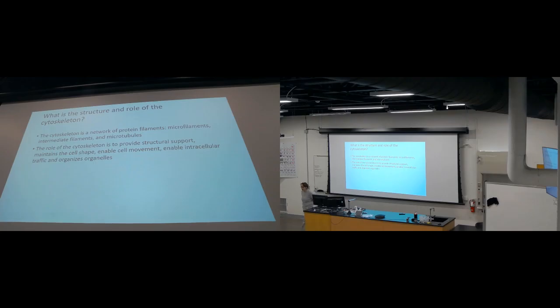So, the cytoskeleton. The cytoskeleton is made of proteins, and it takes its name from cyto, which means cell, and skeleton, which means a structure. It's a network of proteins or filaments that gives the cells their shape.